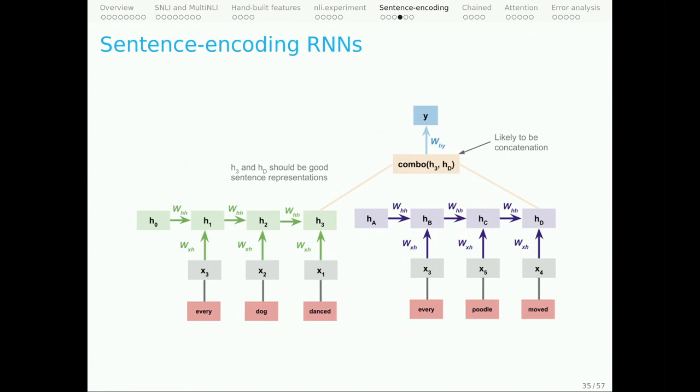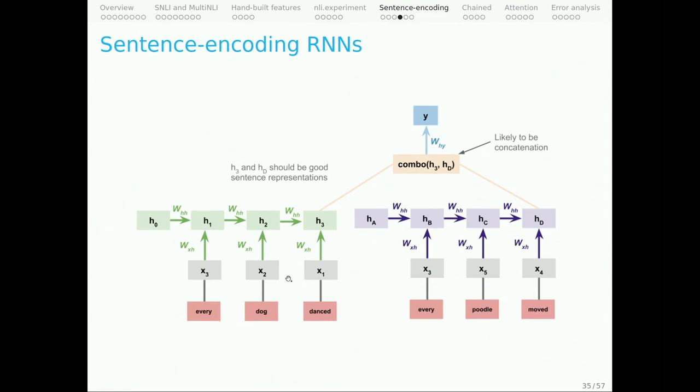Here's a model that's received a lot of attention in the literature that is a kind of step up in complexity from that simple averaging or summing of vectors. And this is where I have two RNNs. One for the premise and one for the hypothesis. I've used the same example, every dog danced, every poodle moved.